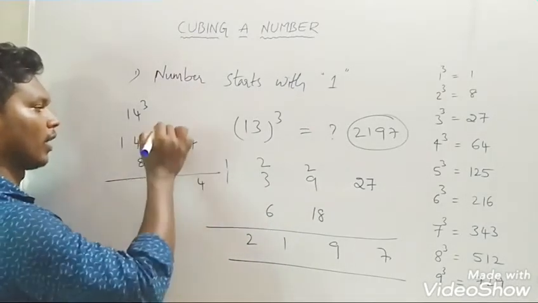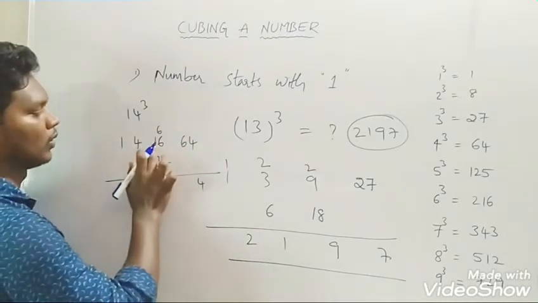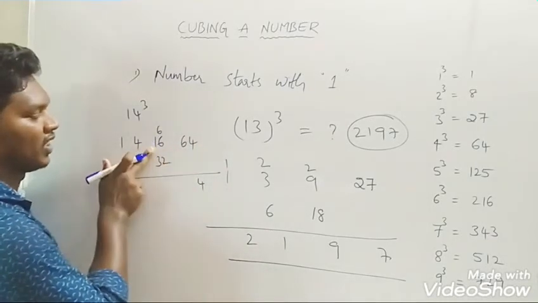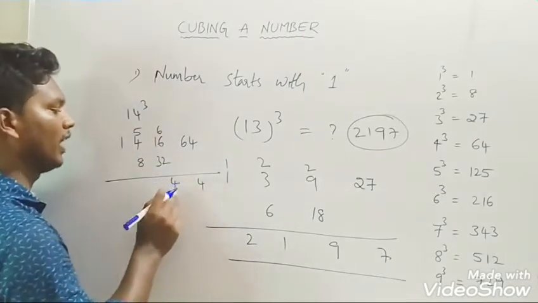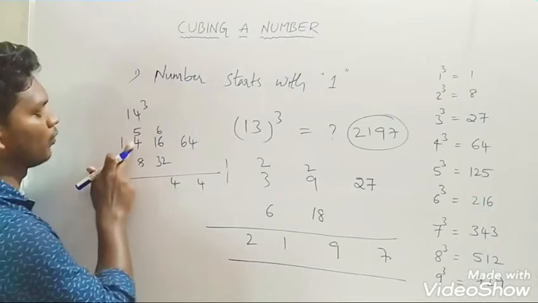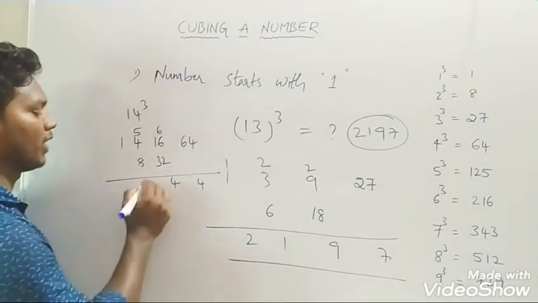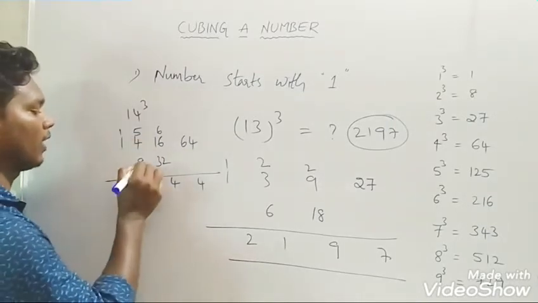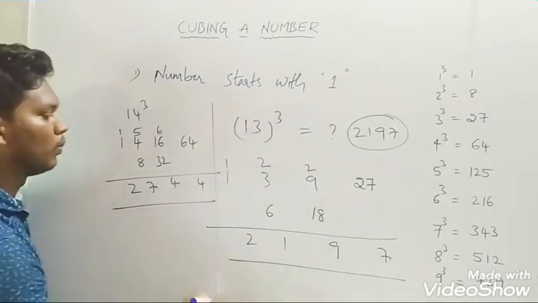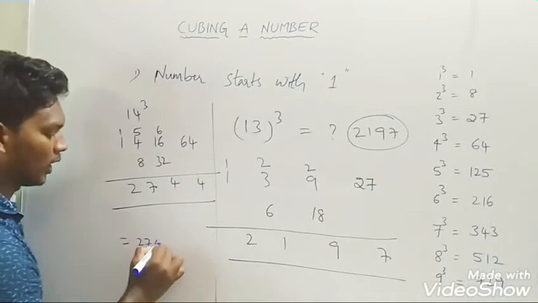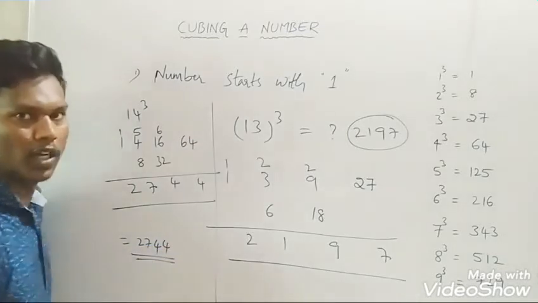4 here, remainder 6 here. So 32 plus 16 will be 48. 48 plus 6 will be 54. 4 here, 5 here. So 8 plus 4 will be 12. 12 plus 5 will be 17. So 7 here and 1 here. So 1 plus 1 will be 2. So finally, 14 cube is 2744. Hope you understood, friends.